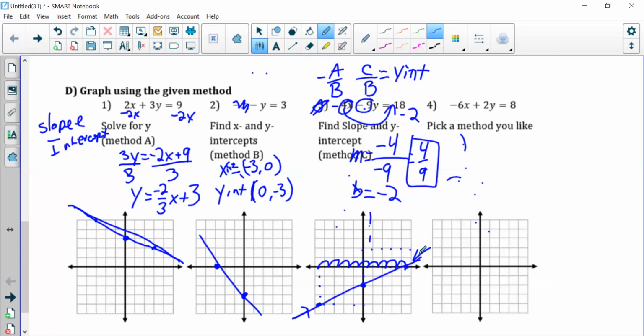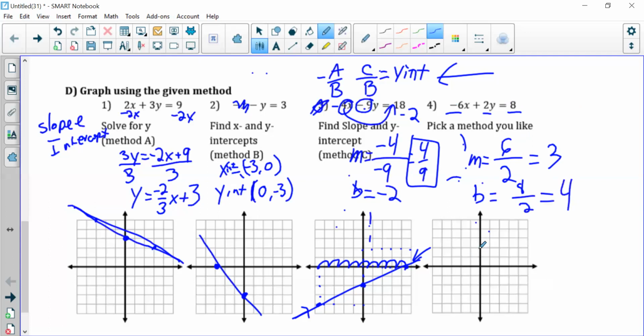All right, last one. Pick any method you like. Doesn't matter what you do. Personally, I like this one. That's my absolute favorite because I find it the easiest, so let's do that. Negative a over b, so a is negative 6, so I want to make that the opposite, so positive 6 over b, which is 2. So m, my slope, equals 3, and my y-intercept is c over b, so 8 divided by 2 equals 4. So my y-intercept is 4.